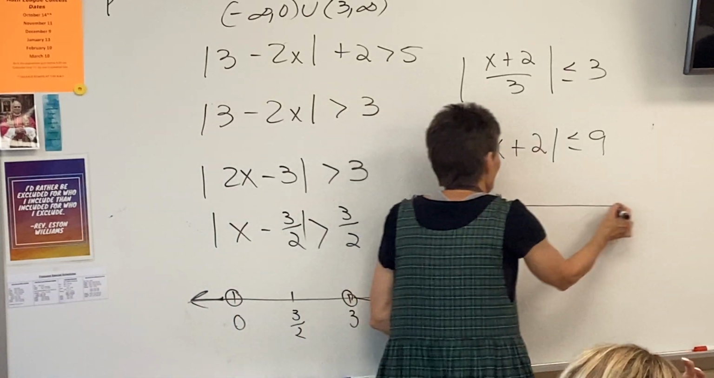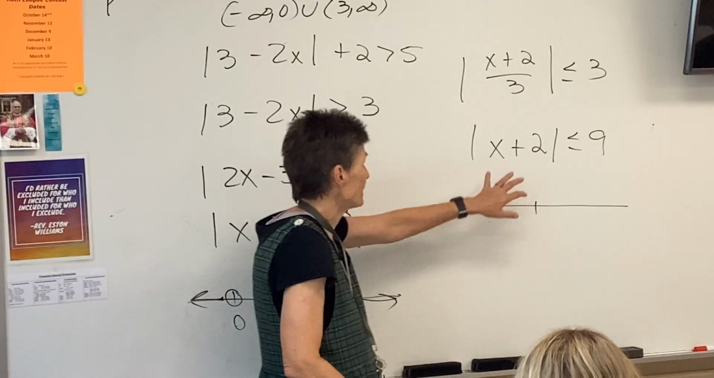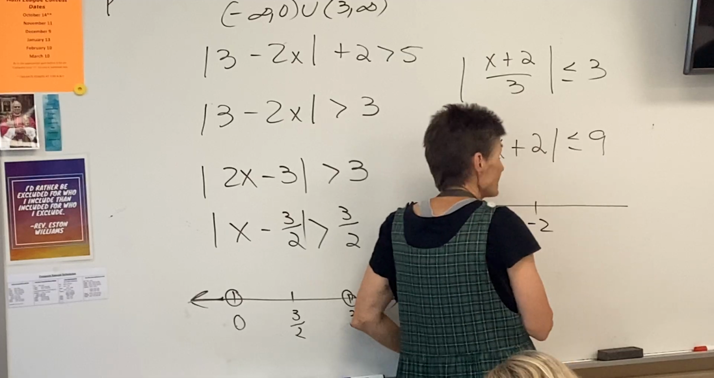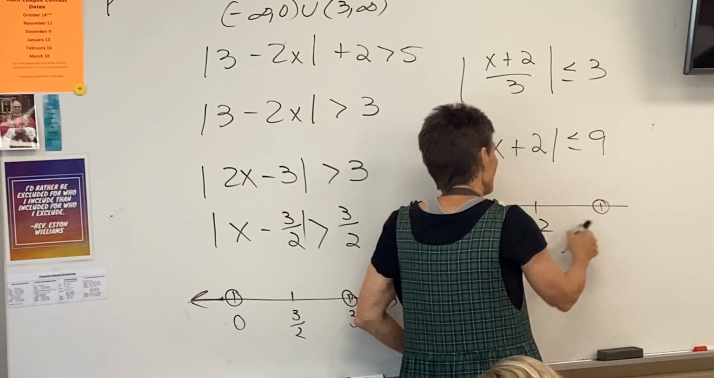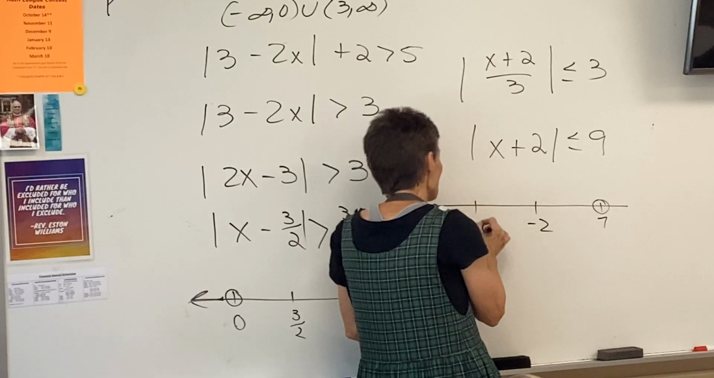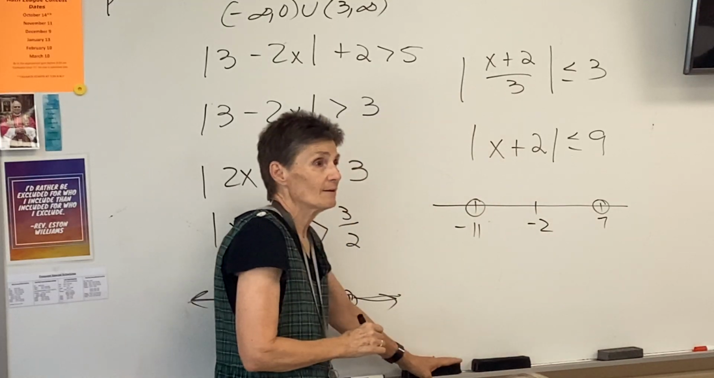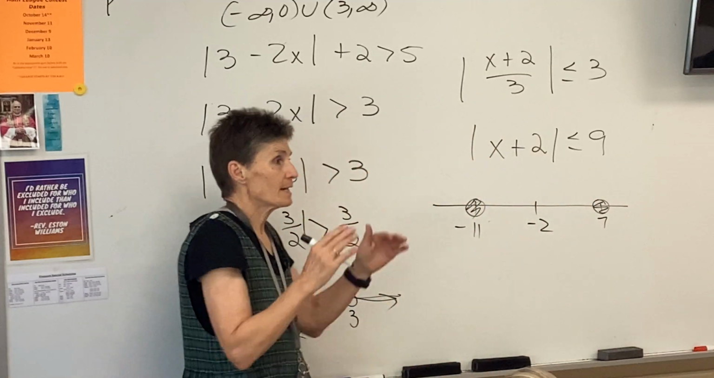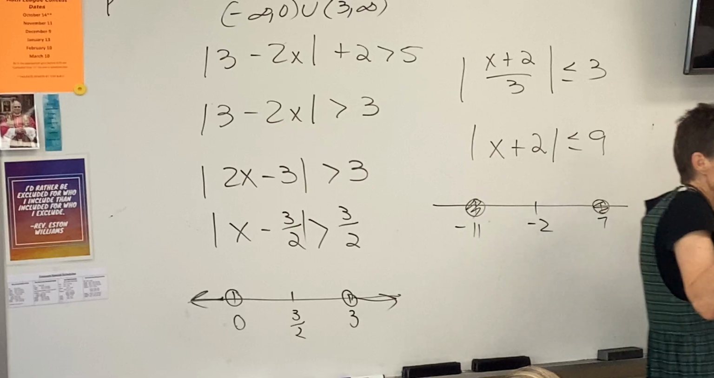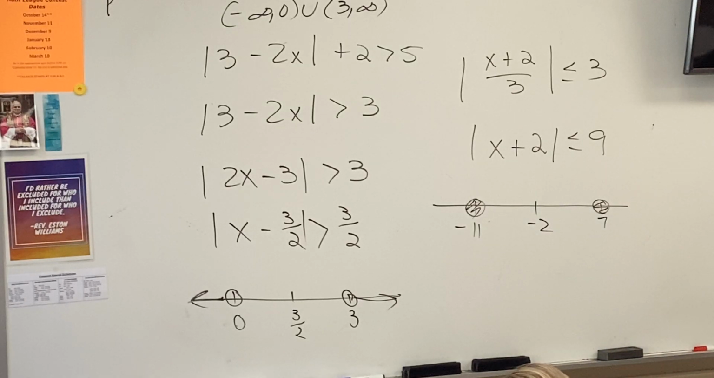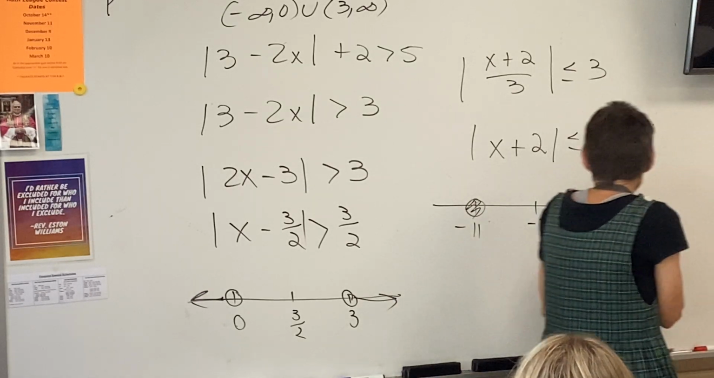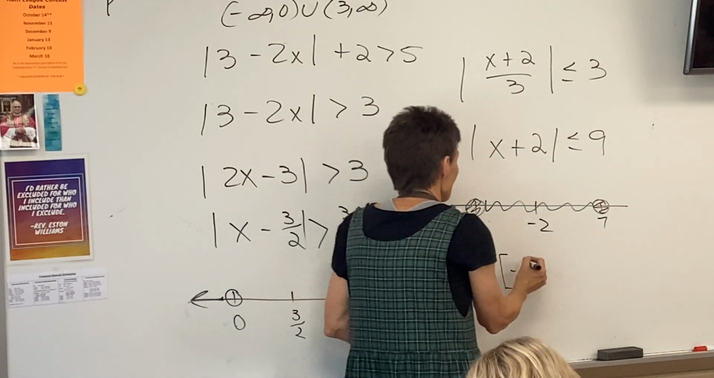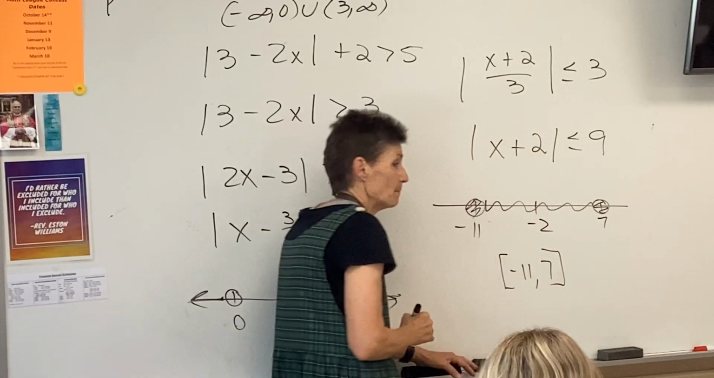What does that say? On the number line, it says the distance between something and -2 is 9. So 9 this way would put me at 7, 9 this way would put me at -11. Those are shaded in this time because of the or equal to. And I want the distance to be less than 9. So I am going to shade in between, and my answer is that.